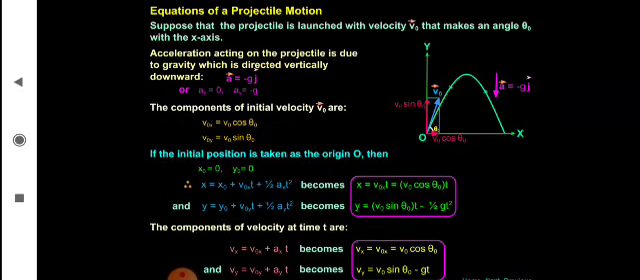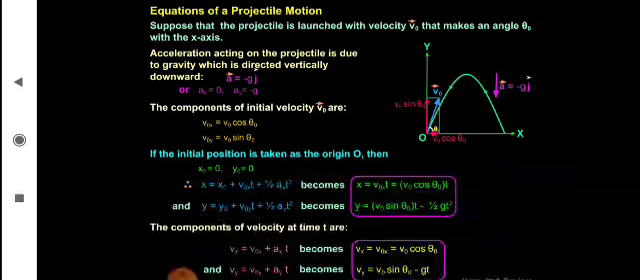Here g represents the acceleration due to gravity. Since it is in the downward direction, we have to take a negative sign. So the acceleration along the x-axis is 0, because the acceleration is constant and acts only vertically. The acceleration along the y-axis is minus g.